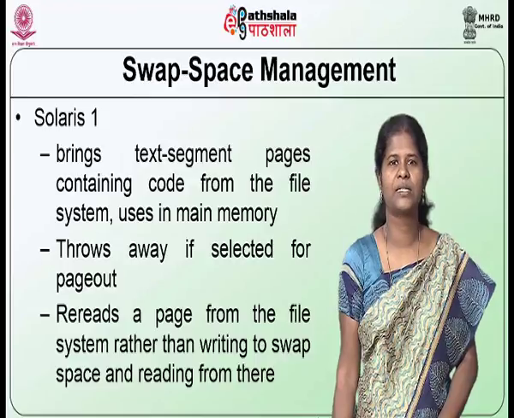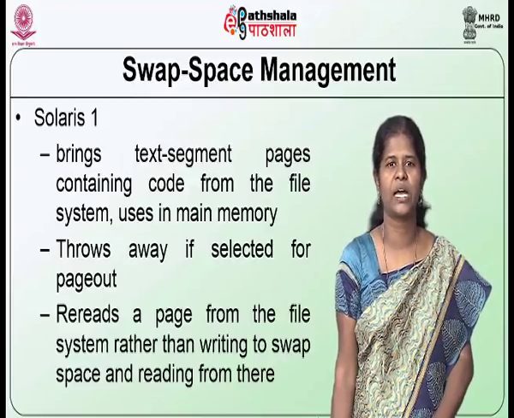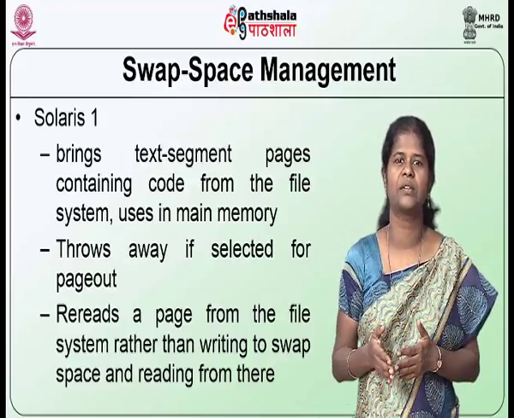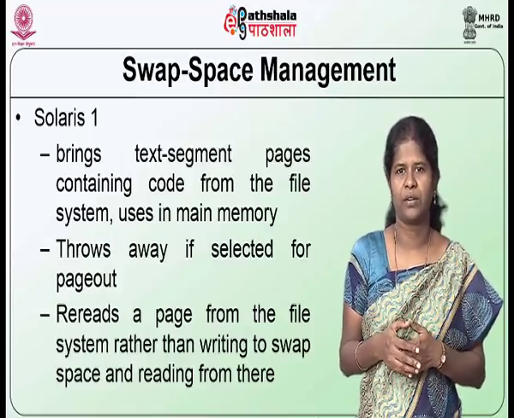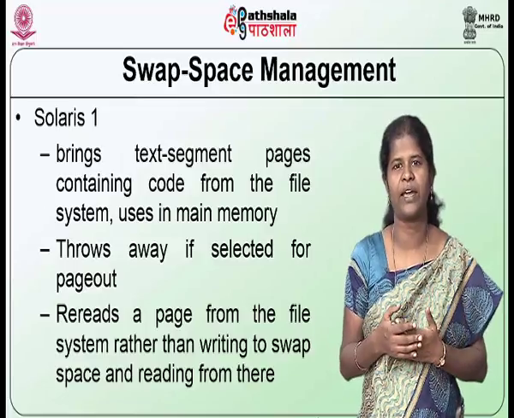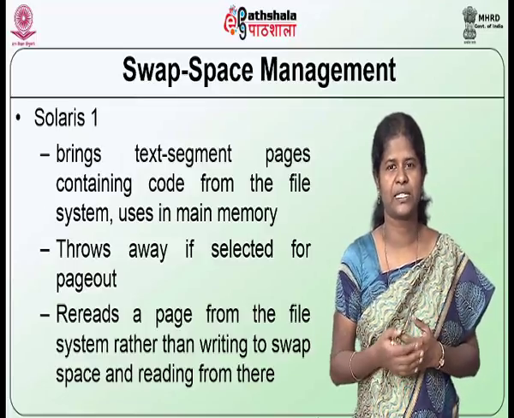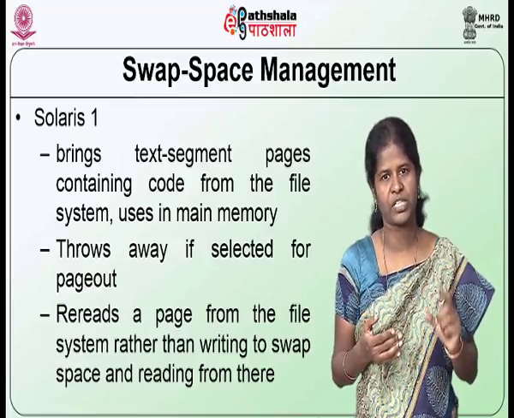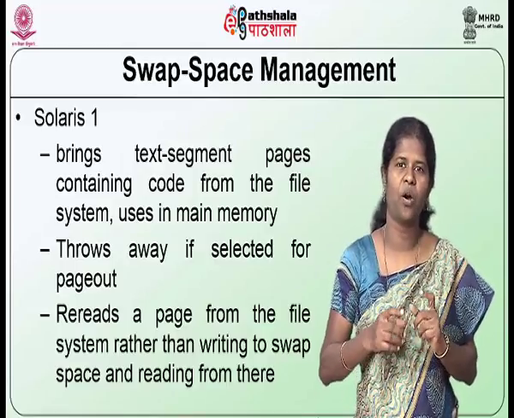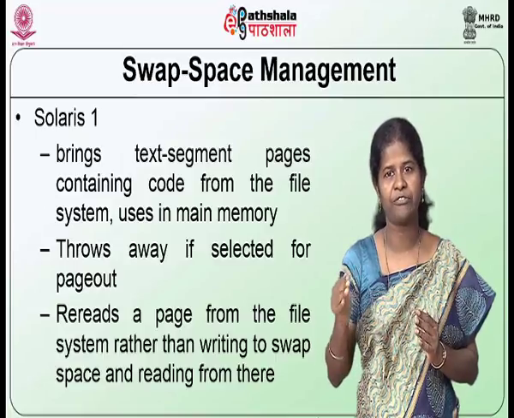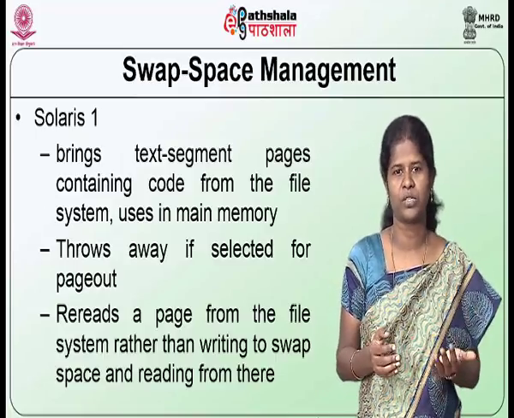In the Solaris 1 machine, the text segment pages containing code are brought from the file system into the main memory. We all know that the executable file is kept as a file in the file system. The executable file can have text, data, and other regions. So, the text region will be taken from the file kept in the file system and brought into the memory.